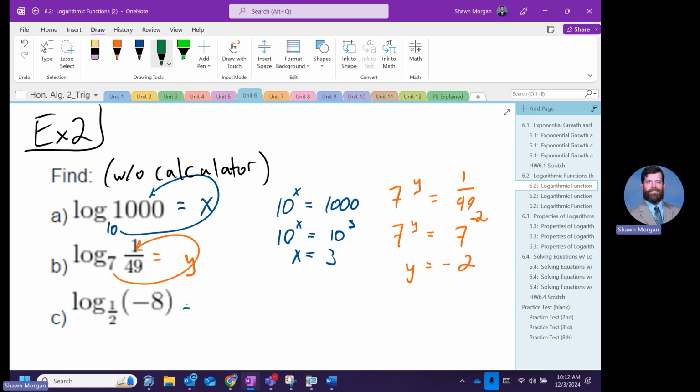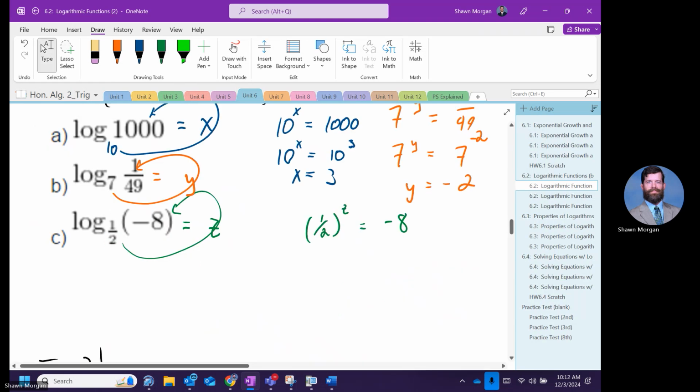And then last but not least, 1/2 to the z equals -8. What do you think, Kenneth? Tell me how. What is 1/2 as 2 to a particular power? 2 to the what? 1/2 is 2 to the -1st.